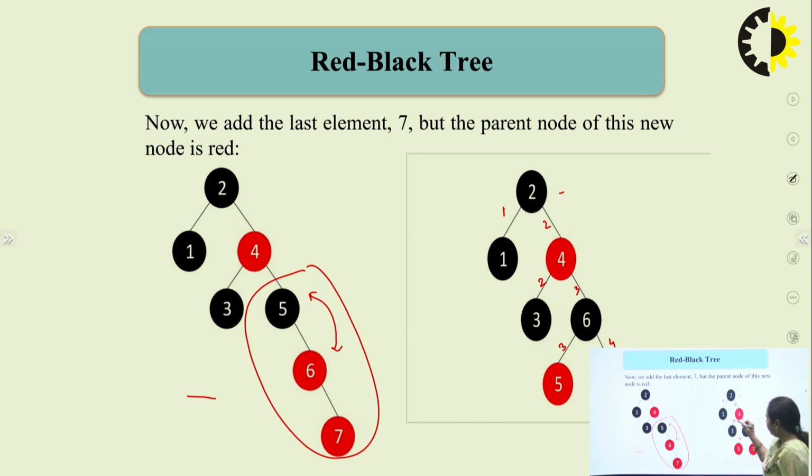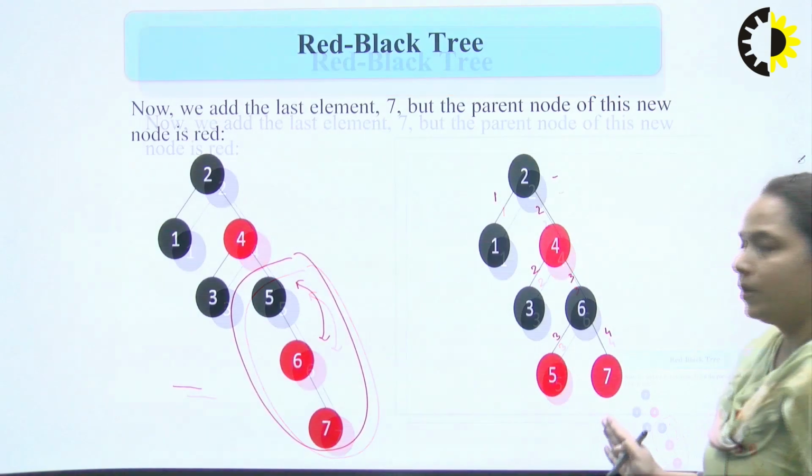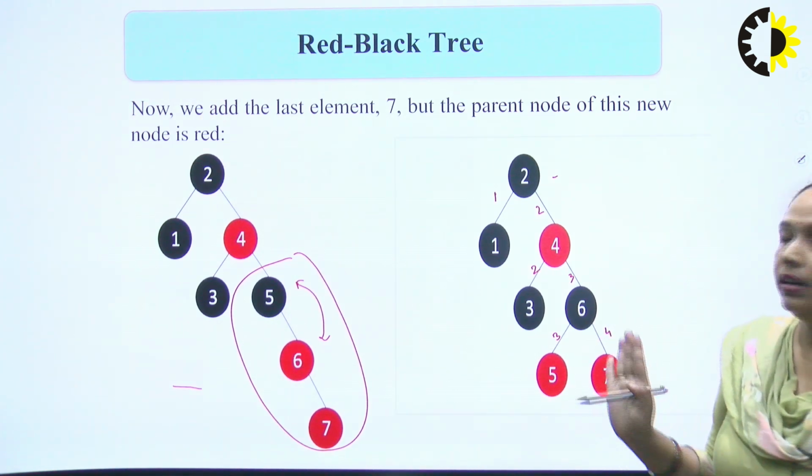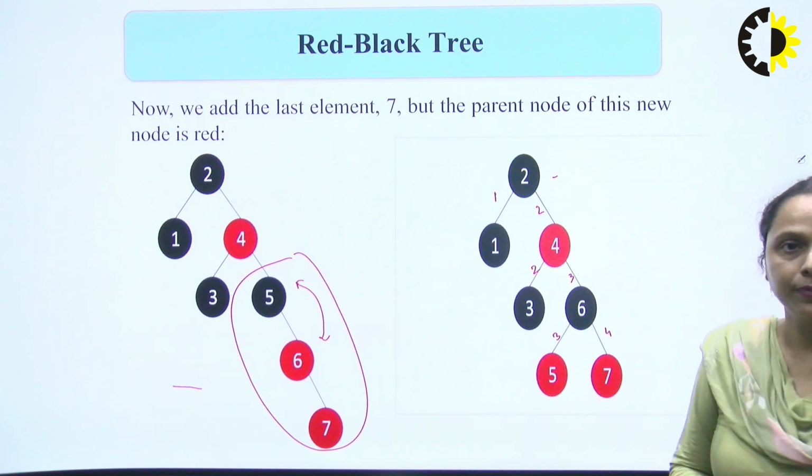Next, a red parent is having a black child. A black node can have any child, either red or black. There is no constraint with a black node. But a red parent can have only a black child. So all properties are satisfied. It means the tree has been drawn correctly.